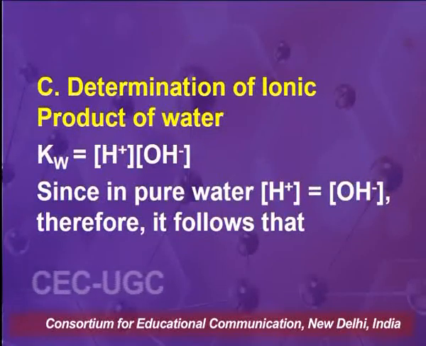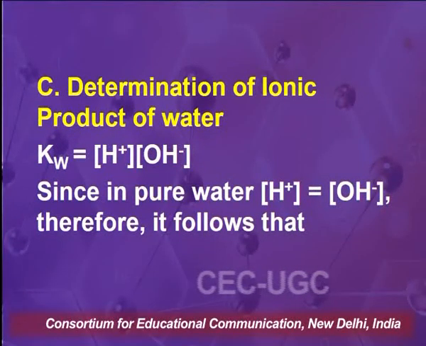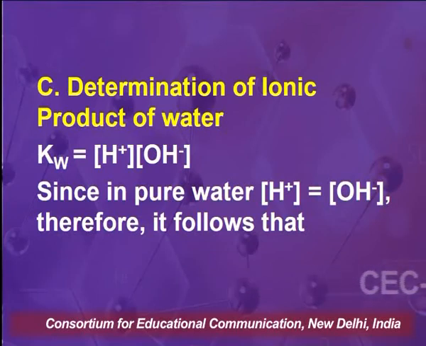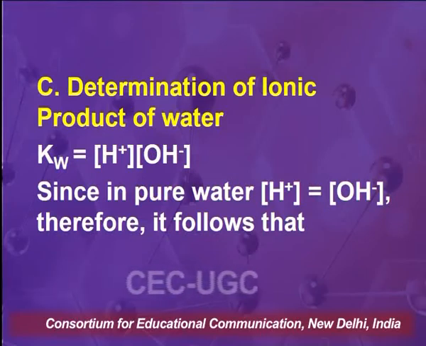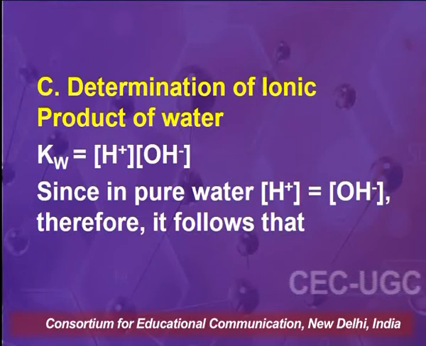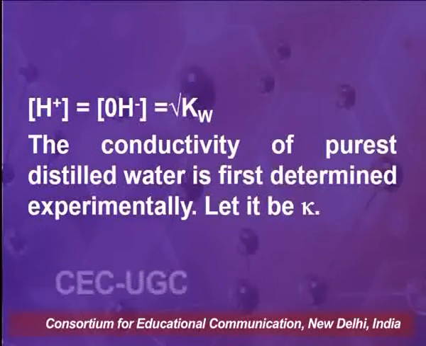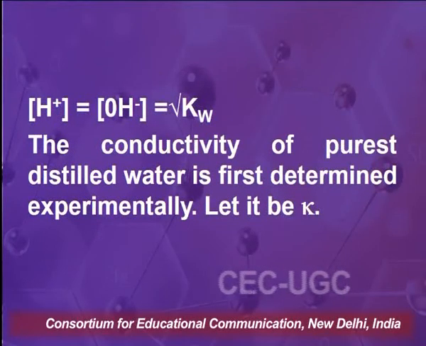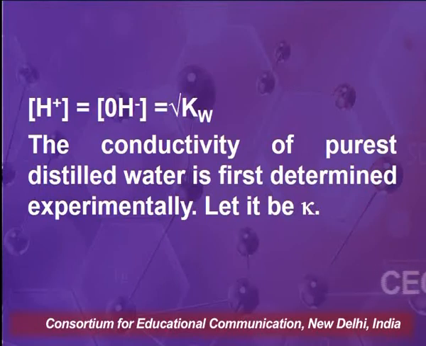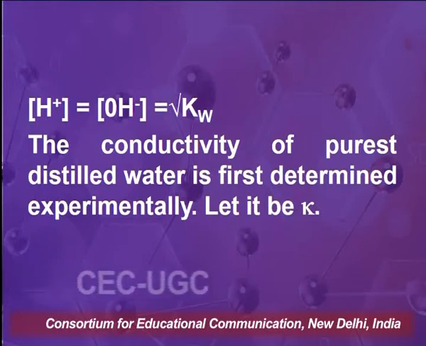Third application is determination of ionic product of water. Kw, the ionic product of water, is equal to the product of the concentrations of H plus and OH minus ions. Since in pure water H plus is equal to OH minus, Kw becomes equal to H plus square, and the concentration of H plus, which is equal to the concentration of OH minus, becomes equal to under the root Kw. The conductivity of the purest distilled water is first determined experimentally, and let it be kappa.